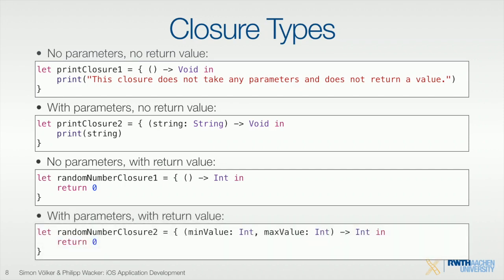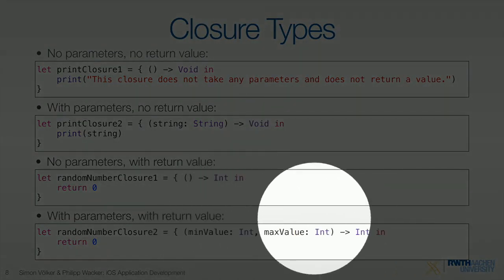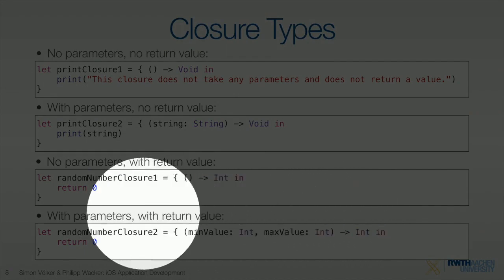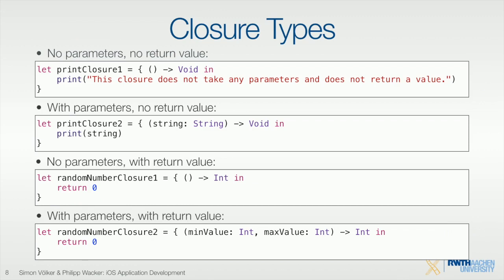And then the last way is where you have parameters and you also have a return type. And it is, again, similar to what you already know from functions. You specify your parameters within parentheses, specify the return type, and then you can do whatever you want with the code there.